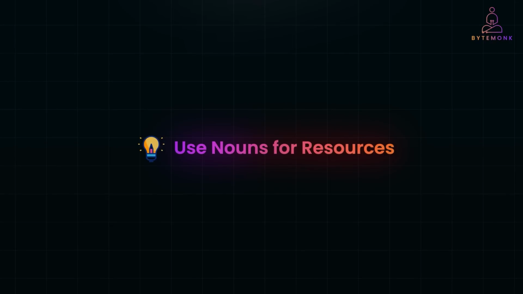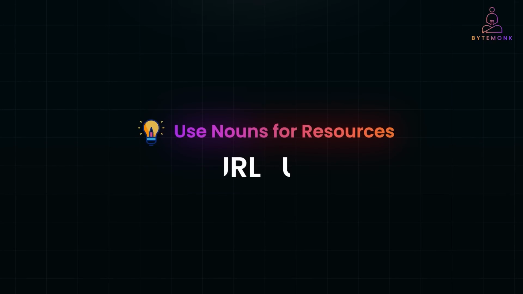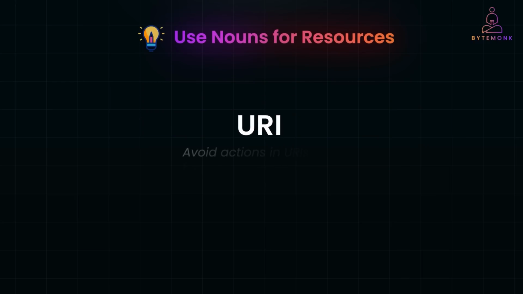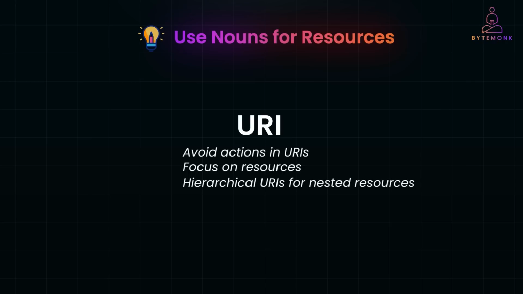Next, let's talk about how we structure our URLs, or URIs to be precise. In REST APIs, we use URIs to identify resources. The key thing to remember is to focus on things, not actions. So instead of describing what you are doing, you describe what you are working with. So you must avoid actions in URIs and focus on resources, and use hierarchical URIs for nested resources. The key here is to use nouns for your resources and avoid putting actions directly into the URLs.